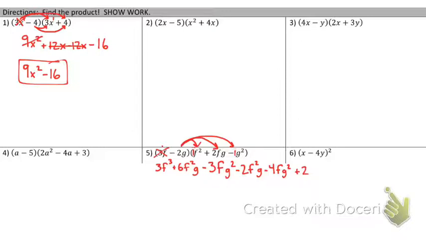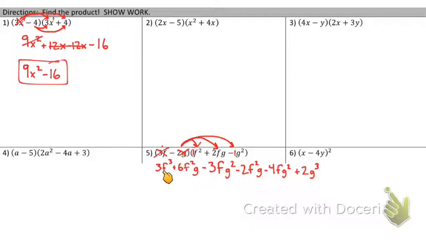Okay, and then g times g squared. How many total g's do we have? We have 3 total g's. No f's. Okay, so we are done distributing. Now we're going to combine like terms. CLT.